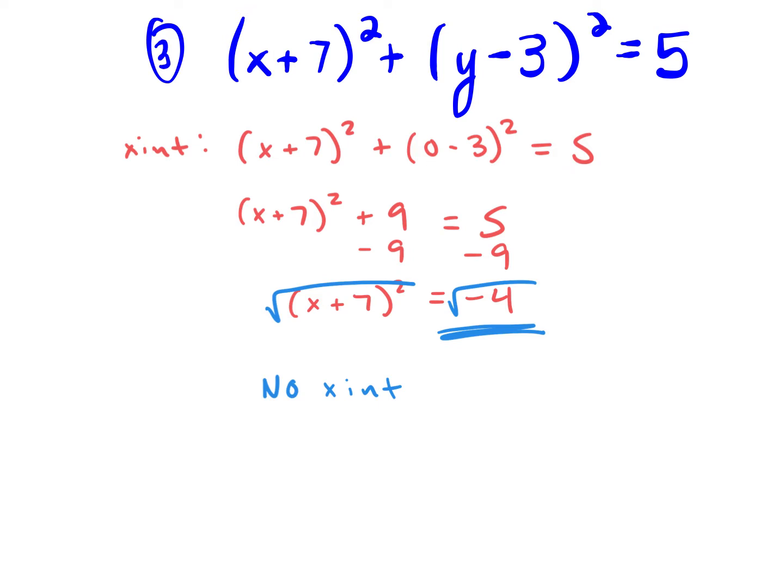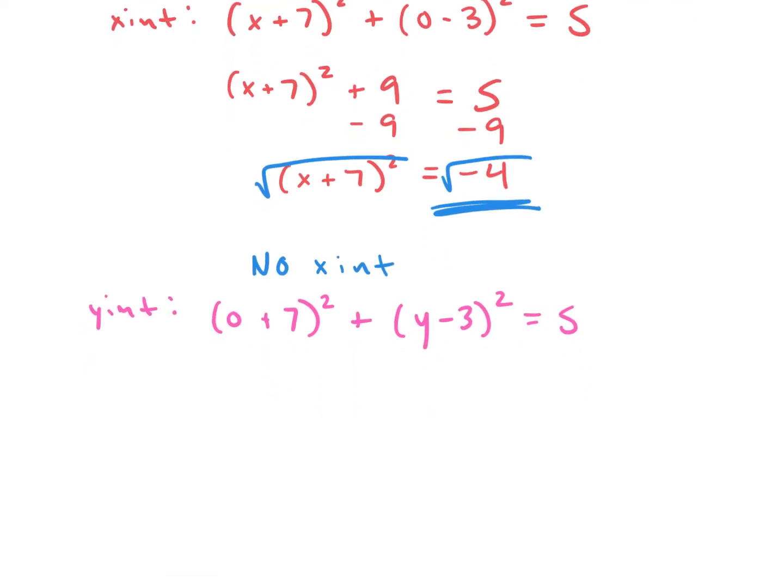All right, and let's find our y-intercept. So for the y-intercept, I plug in 0 for x. So (0 plus 7) squared plus (y minus 3) squared is equal to 5. So 0 plus 7 is 7. 7 squared is 49. Plus (y minus 3) squared is equal to 5. What should I do next? Subtract 49 on both sides. So that would give me negative 44.